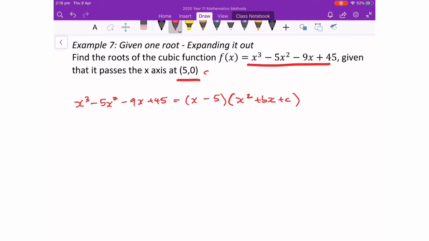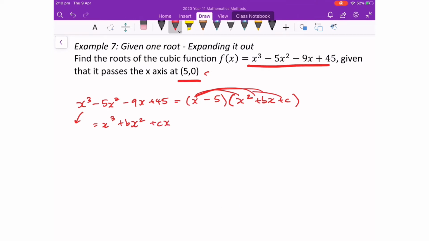I'm going to expand what I can from this. I'm going to expand the x out, and I'm also going to expand the 5 out. Okay, I'm going to give myself some room because I know it's going to take a lot of space. So let's do that. I'm going to expand my x. x times x squared is x cubed. x times bx is bx squared. x times c is cx. Negative 5 times x squared is negative 5x squared. Negative 5 times bx is negative 5bx. And then negative 5 times c is negative 5c.